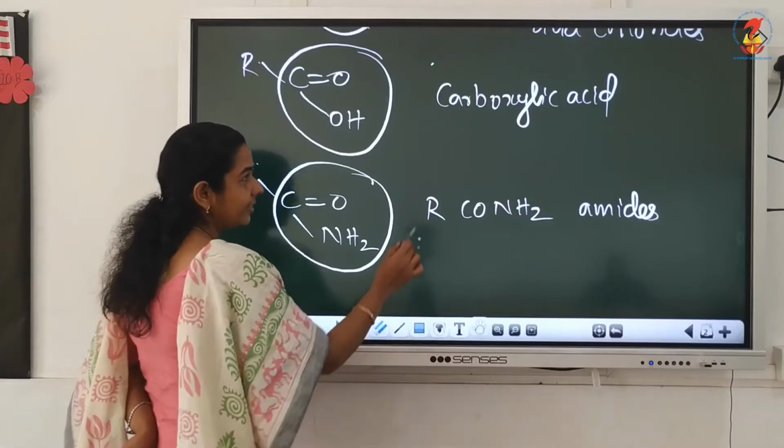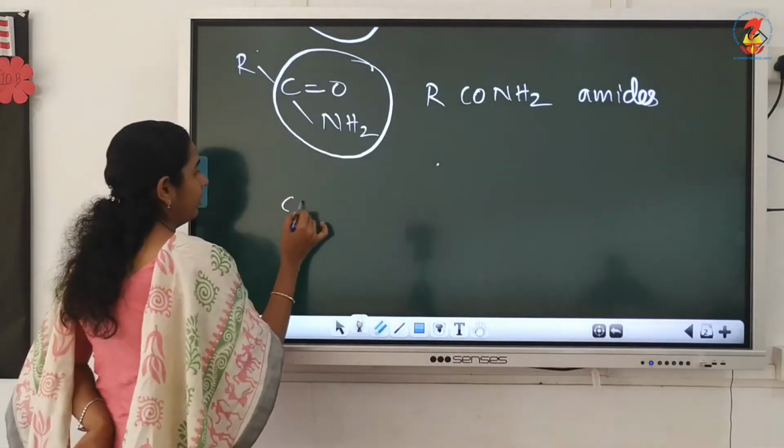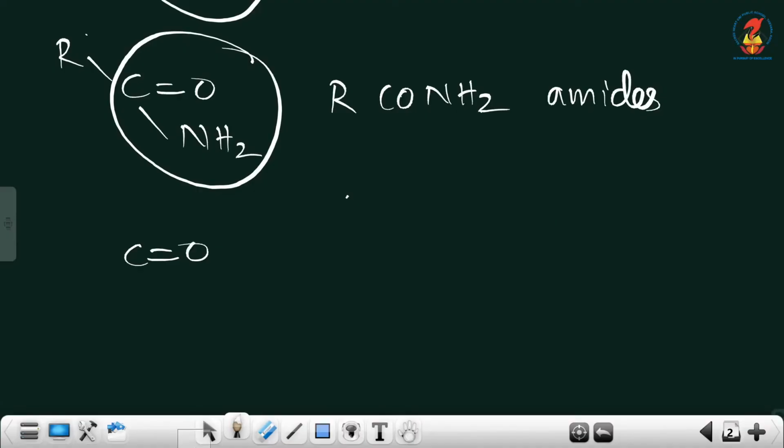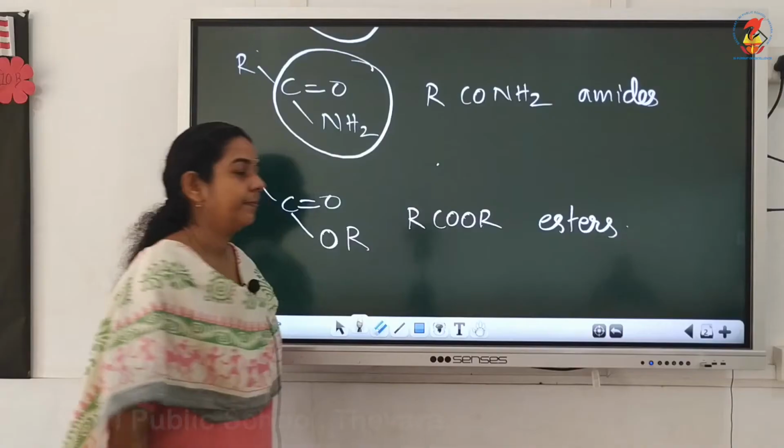Now, the next example is if the C double bond O group is surrounded by one alkyl group and one OR group, this can also be written as RCOOR. The class of compound is esters.